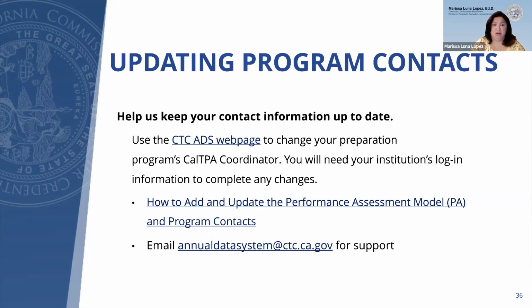Now, if after you watch this meeting, you decide to email Julie and tell her that you have a new coordinator, Julie will say, okay, I will forward your email to the ADS system, because we cannot go in there and update it. It seems like we should be able to, but we can't. Only institutional representatives can update their own institutional contacts. There are instructions on how to do that, but if you are still having a hard time, you can email the annual data system at ctc.ca.gov for support. They will be able to support you and your program in updating that contact information.